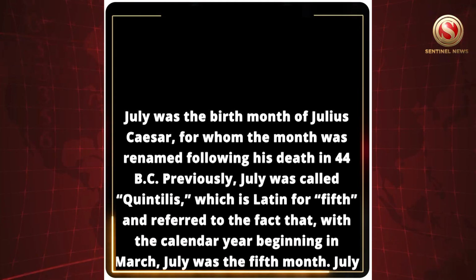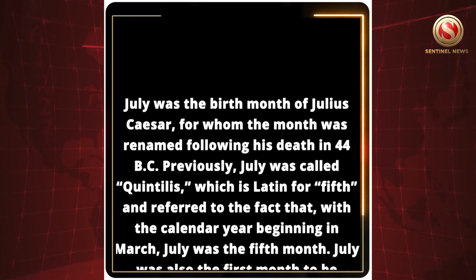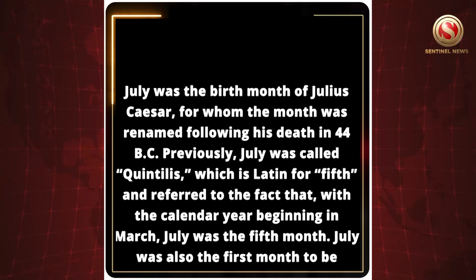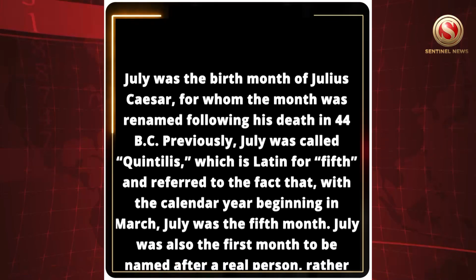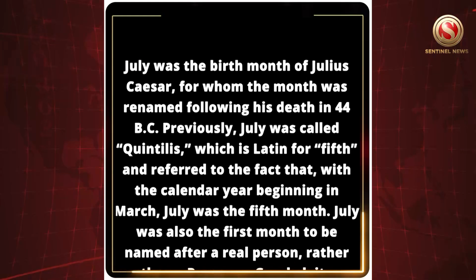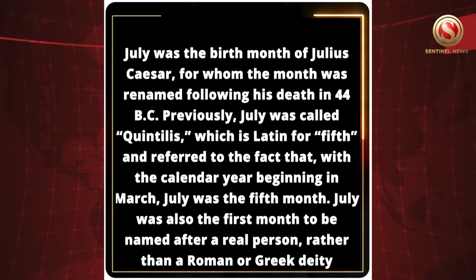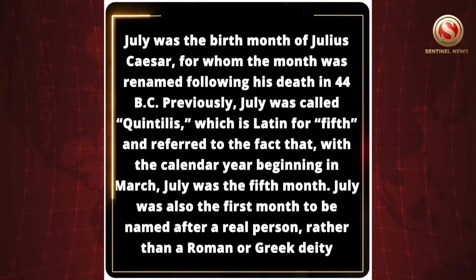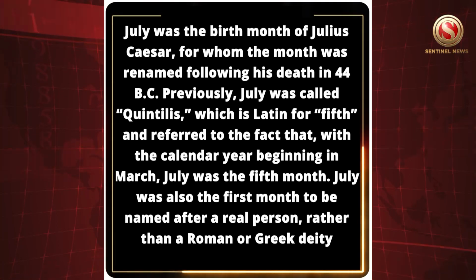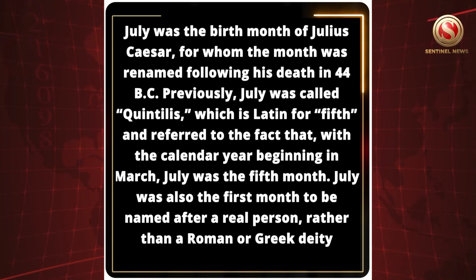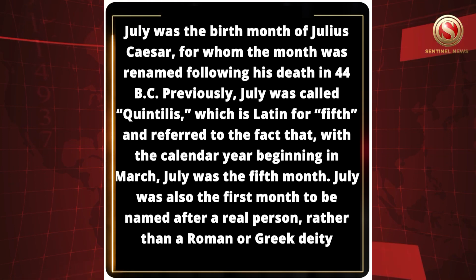July was the birth month of Julius Caesar, for whom the month was renamed following his death in 44 BC. Previously, July was called Quintilis, which is Latin for fifth, and referred to the fact that with the calendar year beginning in March, July was the fifth month. July was also the first month to be named after a real person rather than a Roman or Greek deity.